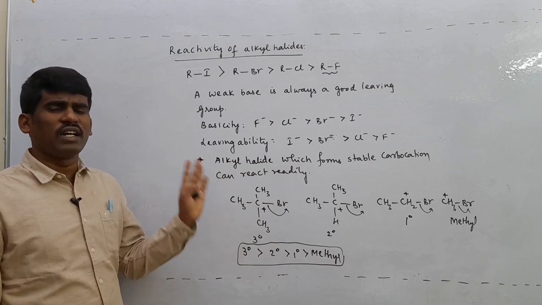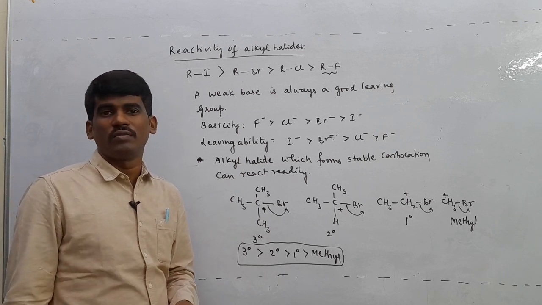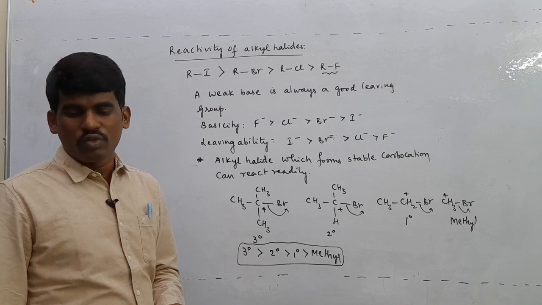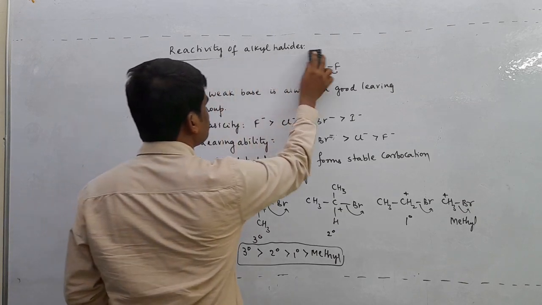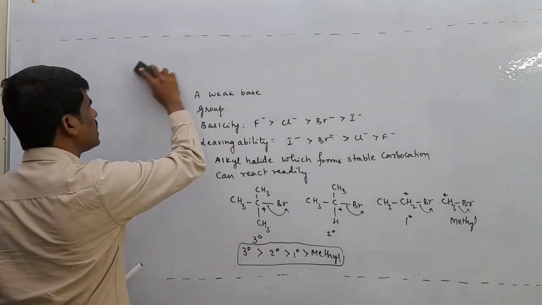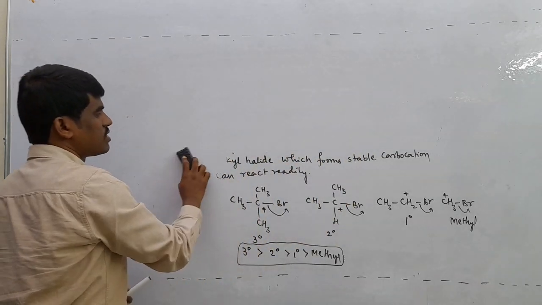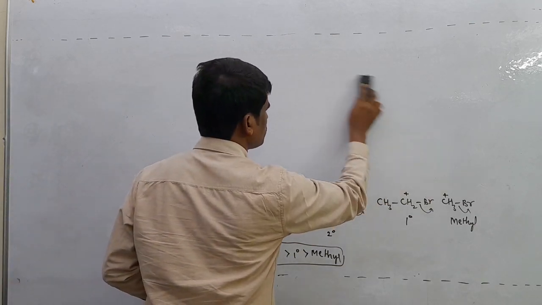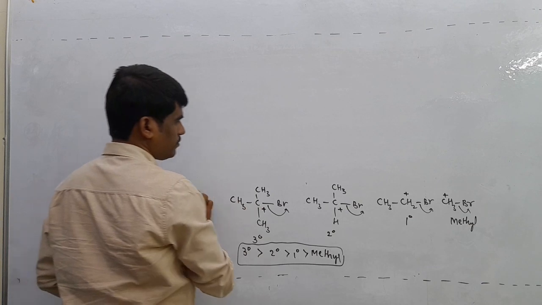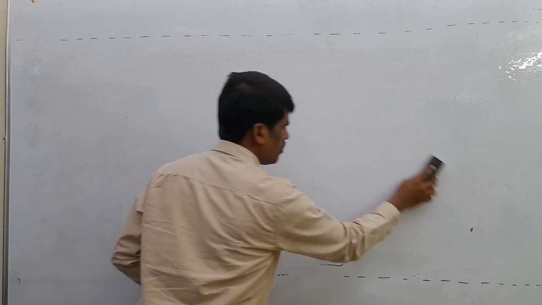Whichever alkyl halide is going to form a stable carbocation, that alkyl halide is going to react more readily towards which mechanism? SN1 mechanism. Questions based on this can also be asked, like, out of these two alkyl halides, which is more reactive and which is less reactive? Such kinds of questions can be framed. Hope that is clear for you, everyone.